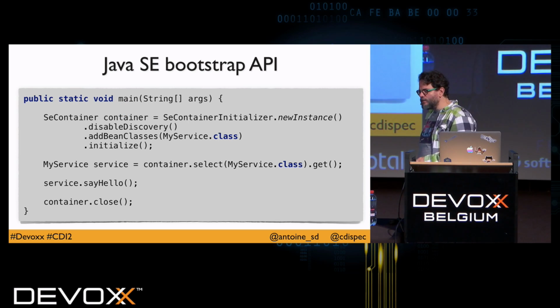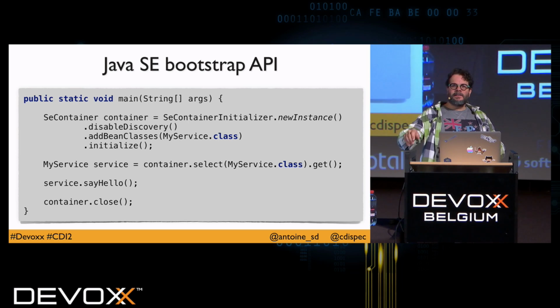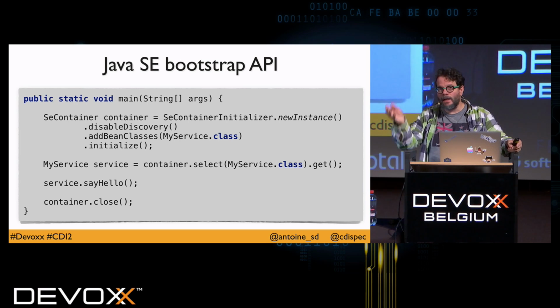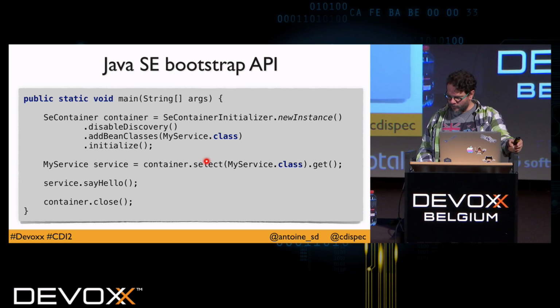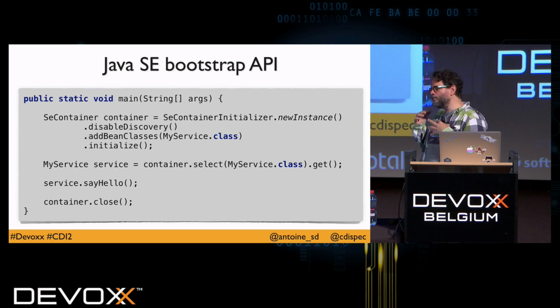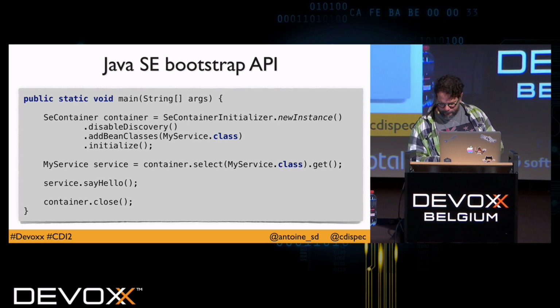The good news is that the SE container is implementing the instance interface. So you have direct access to the bean graph. So you can do a select with the type, with the qualifiers, and get an instance for a bean, like it's done here. You see that we are doing a select on my service class. So here I get something like an instance in CDI. So you can check for ambiguous resolution, for conflict, etc. Here in my example, I don't do that, but I can do that. And with the get, I get the instance.